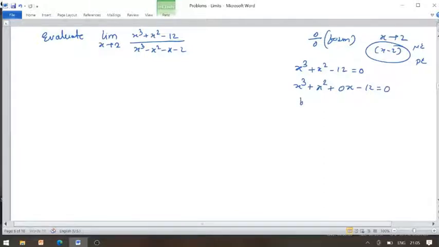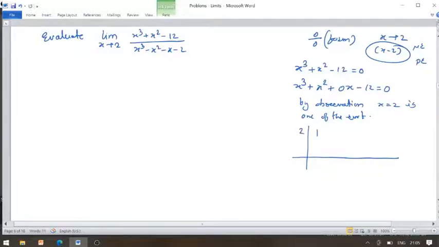So by observation we have x minus 2 is one of the factors of it, means x is equals to 2 is one of the roots. Now for finding other roots of the given polynomial by using synthetic division, our multiplier or divisor becomes a 2, while the coefficient of x cube is 1, x square is 1, 0 be the coefficient of x and constant as a minus 12. Now this first one comes down.